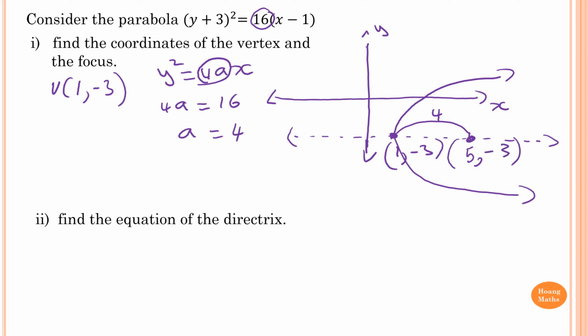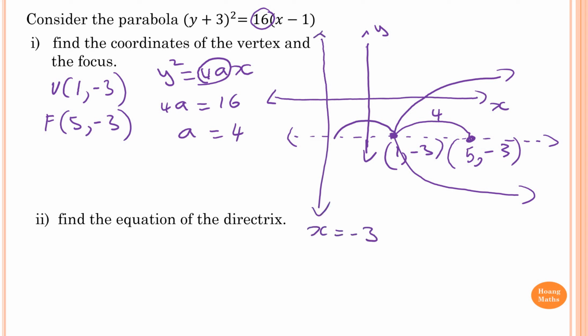So now the focus point is (5, -3). Now to find the equation of the directrix, because the focal length is 4, you move 4 to this side. Start from 1, move 4 units to the left. So it should be x equals -3, because starting from 1 you move 1, and you need another 3 more. Therefore, the equation of the directrix is x equals -3.